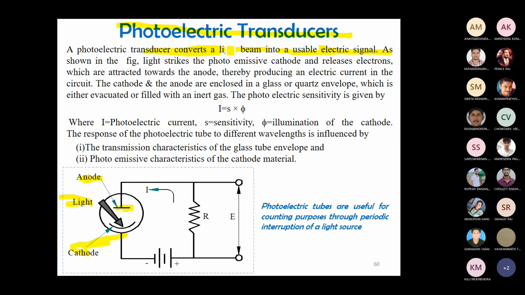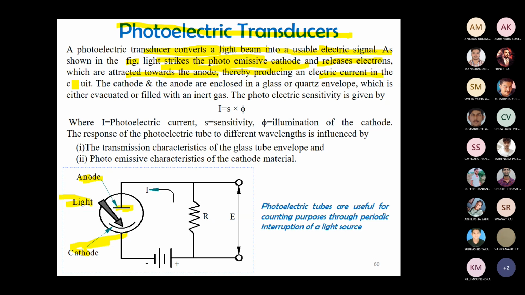Take the example of an optoisolator. Due to current flowing through the circuit, inside the optoisolator there is an LED, and that LED light is emitted to the base of the optoisolator. Automatically a voltage is developed, which is why it is called a usable electric signal. As shown in the figure, light strikes the photoemissive cathode, which releases electrons that are attracted towards the anode, therefore producing an electric current in the circuit.